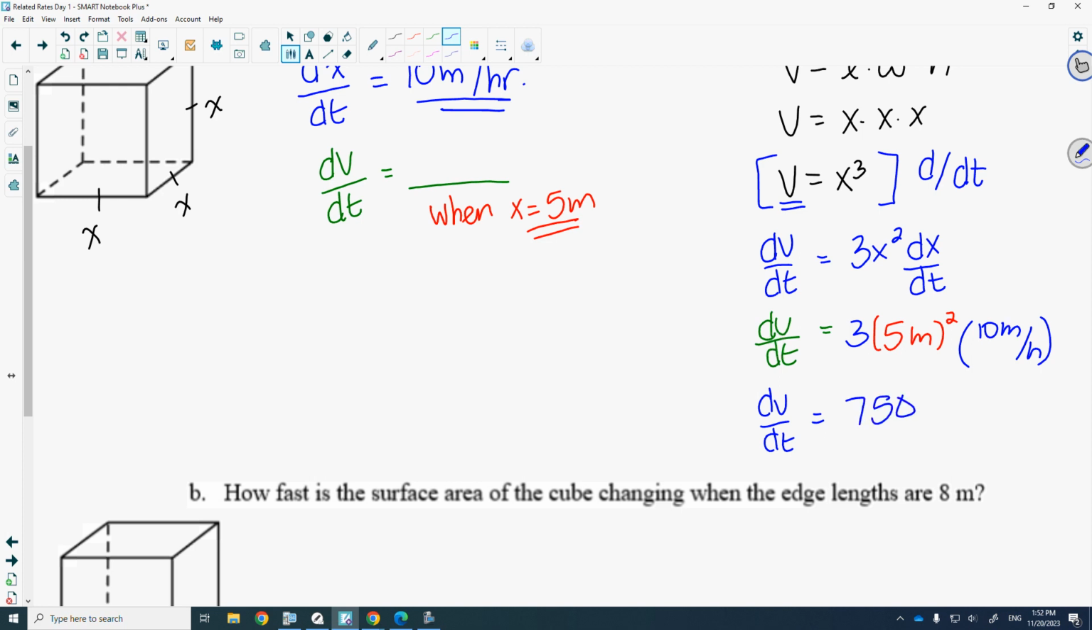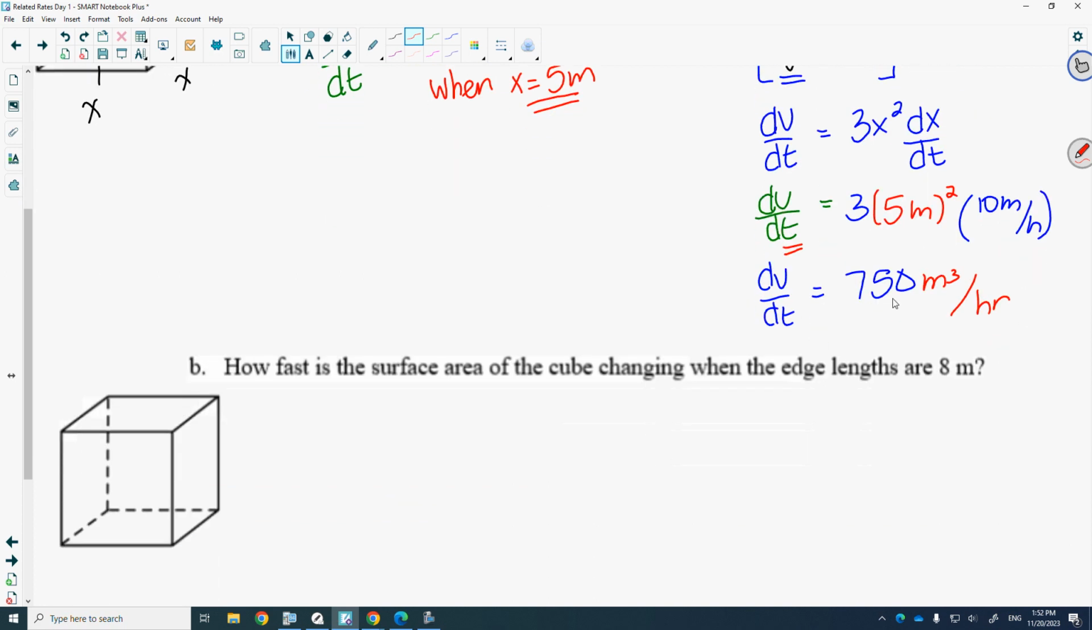Now, the units. What you would do is you would say, okay, this is volume. Volume is always cubic, right? So it was meters, so it would be cubic meters, and time was hours. But here I input the units to see that the units would work. So meters squared times meters would give me my meters cubed per hour. This is a positive number. So what this dV/dt means is that the volume of this cube is increasing at a rate of 750 cubic meters every hour.